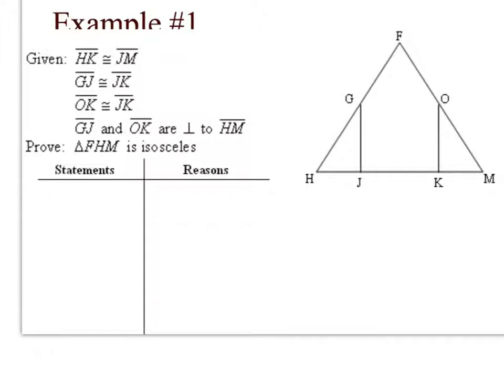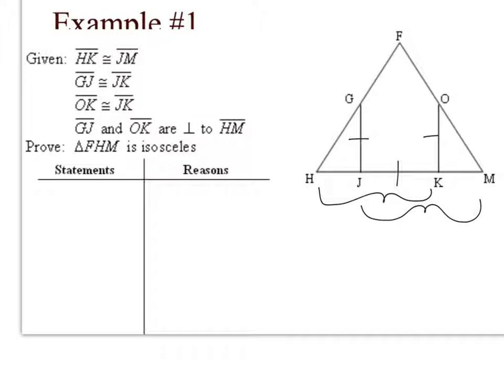All right, looks like we got ourselves a fun proof here. I've got so much given information, I'm going to need to jot some stuff down. I've got HK and JM congruent. I find it difficult to draw the congruent marks, so I'll just use brackets outside. I got GJ and JK, and OK and JK. Ooh, what's going to happen there, guys? I've got 3 of the same congruent marks. I'm going to leave it like that.